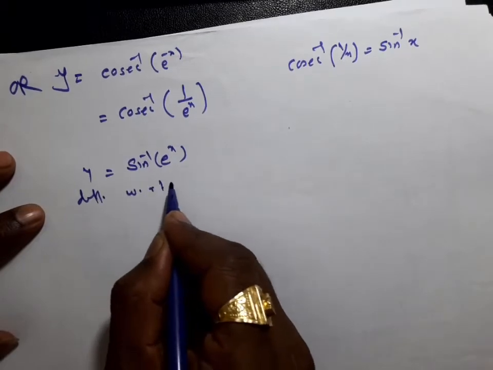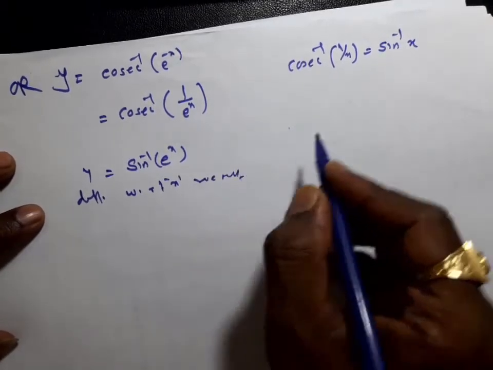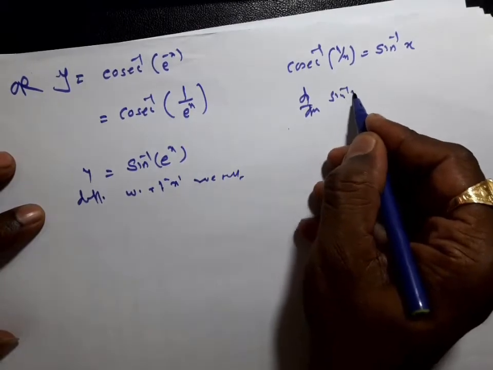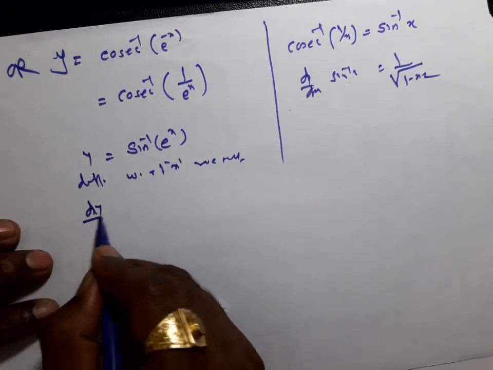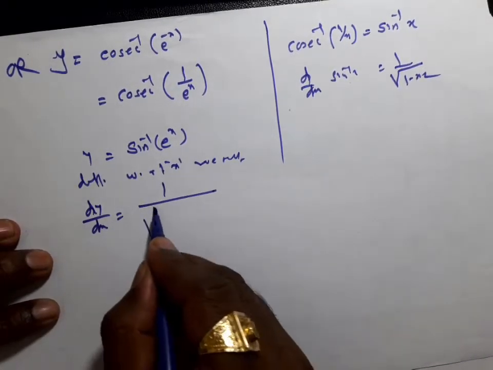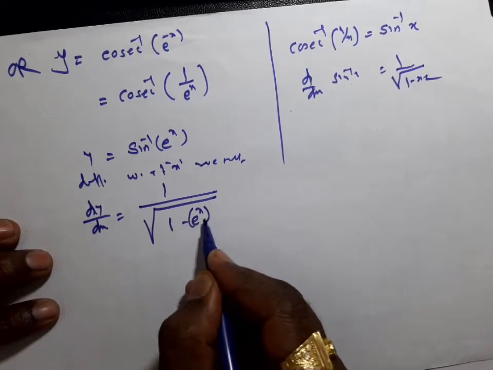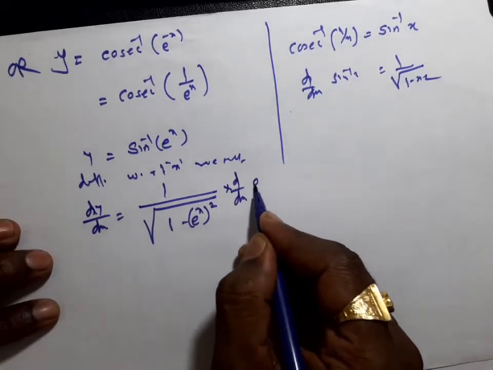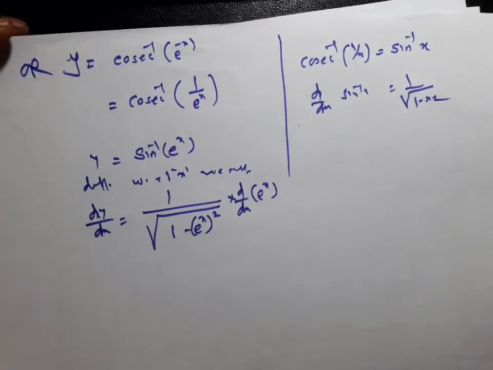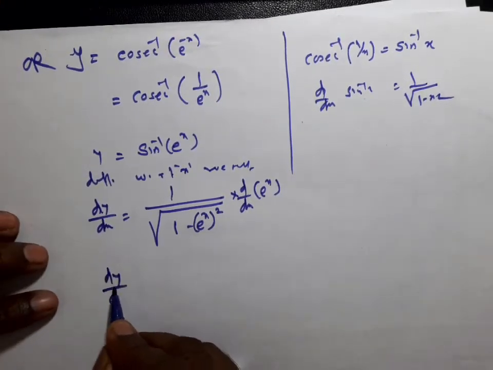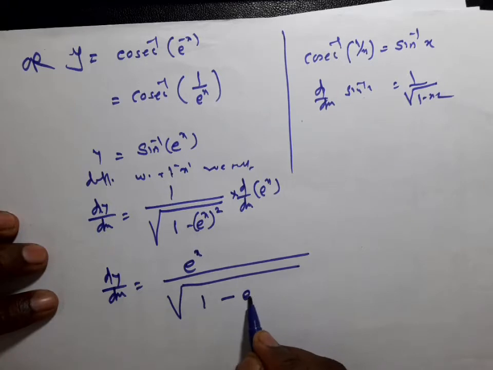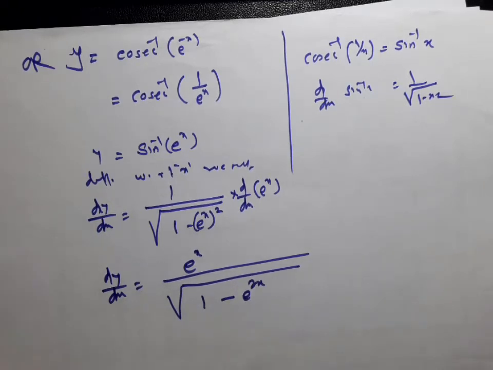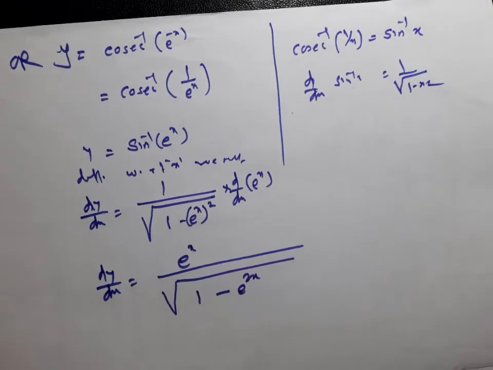Now differentiate with respect to x. We know that the derivative of sine inverse x is 1 upon root 1 minus x square. So dy by dx is 1 upon root 1 minus (e raised to x) square into the derivative of e raised to x. Here the chain rule is also used to find the derivative of the inverse function. The derivative of e raised to x is e raised to x, so we get e raised to x upon under root 1 minus e raised to 2x. This is the derivative of cosec inverse e raised to minus x.